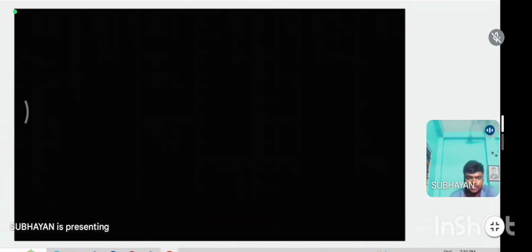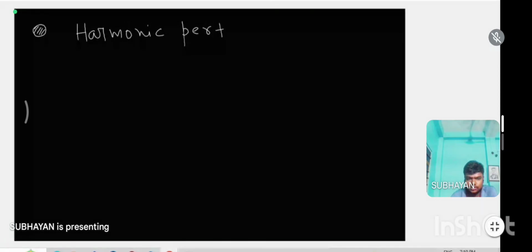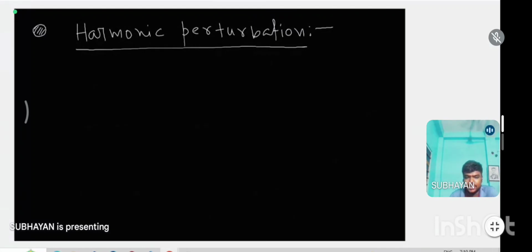Today we are going to discuss another time-dependent perturbation, namely harmonic perturbation. It is also a time-dependent perturbation, and the perturbing Hamiltonian, the perturbing potential, this H prime, is a harmonic function of time. For simplicity of calculation, I am choosing H prime equal to twice V naught cos omega t.